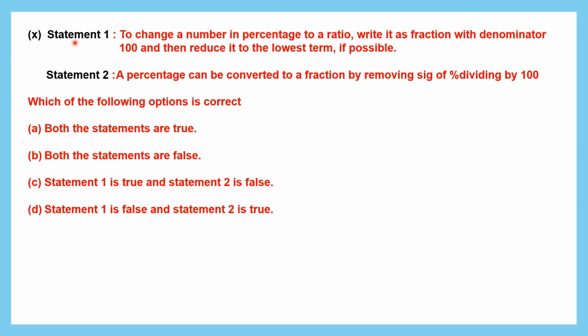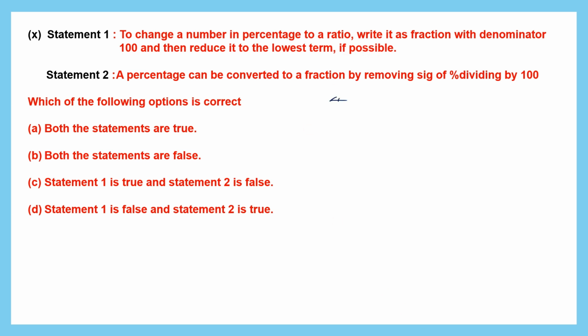Question 10, we have statement 1 and statement 2. Statement 1. To change a number in percentage to a ratio, write it as a fraction with denominator 100 and then reduce it to the lowest term if possible. So let's work that out and see with the help of an example. So here it says to change a number which is in percentage to a ratio, this is what we need to do. Let's see whether the statement is true. So let's take an example.